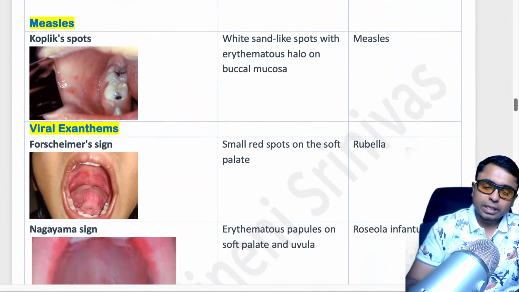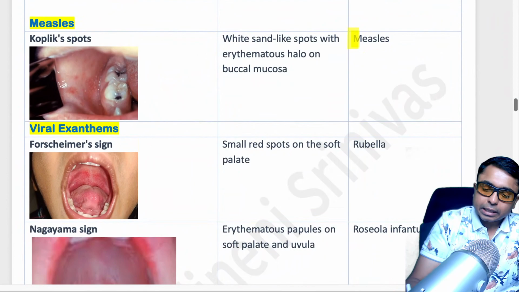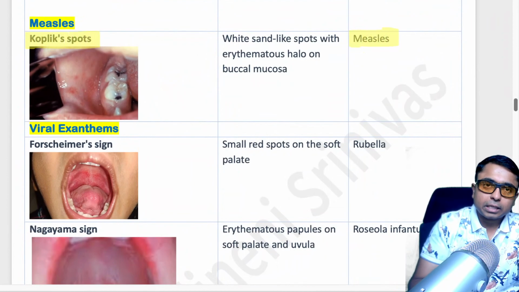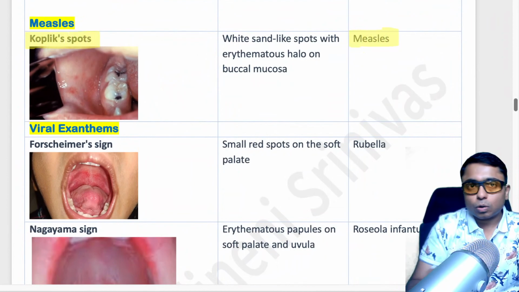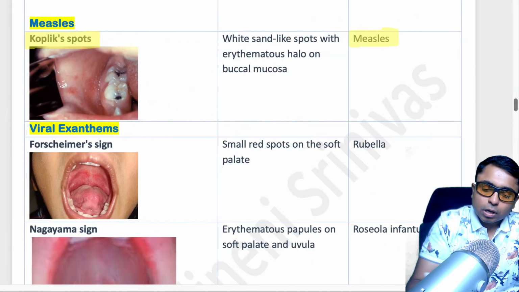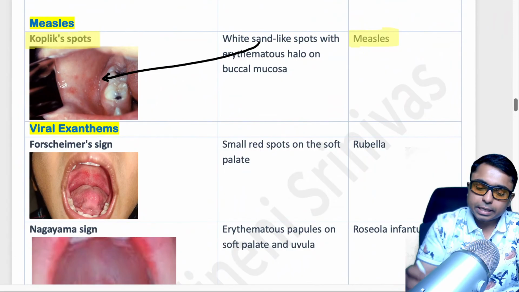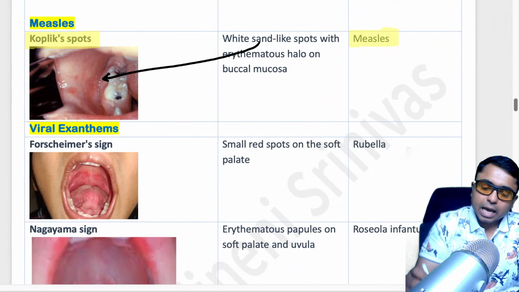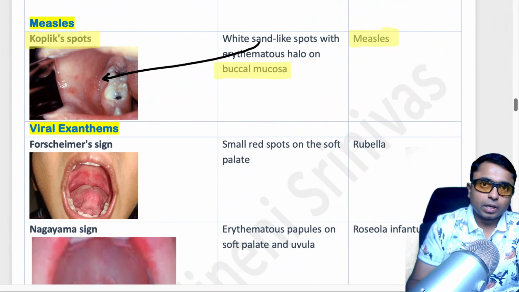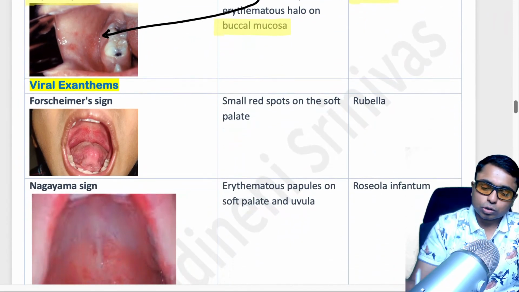Next, we have the measles. So remember, in the measles, we are going to have the Koplik spots. You might have read this in your pediatrics also and microbiology also. So there are going to be sand-like spots, as you are able to see here, with erythematous halo on the buccal mucosa. So these are called as Koplik spots.